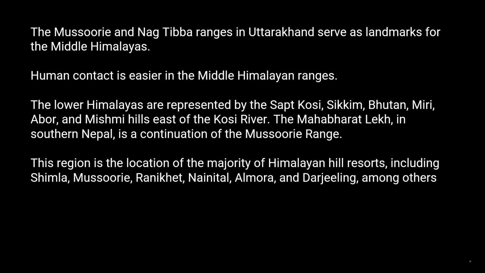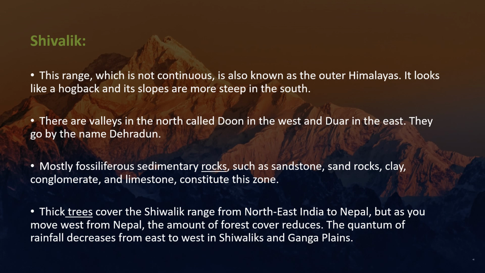Shivalik. This range, which is not continuous, is also known as the Outer Himalayas. It looks like a hogback and its slopes are more steep in the south. There are valleys in the north called Dun in the west and Duar in the east. They go by the name Dehradun. Mostly fossiliferous sedimentary rocks, such as sandstone, sand rocks, clay, conglomerate, and limestone, constitute this zone.